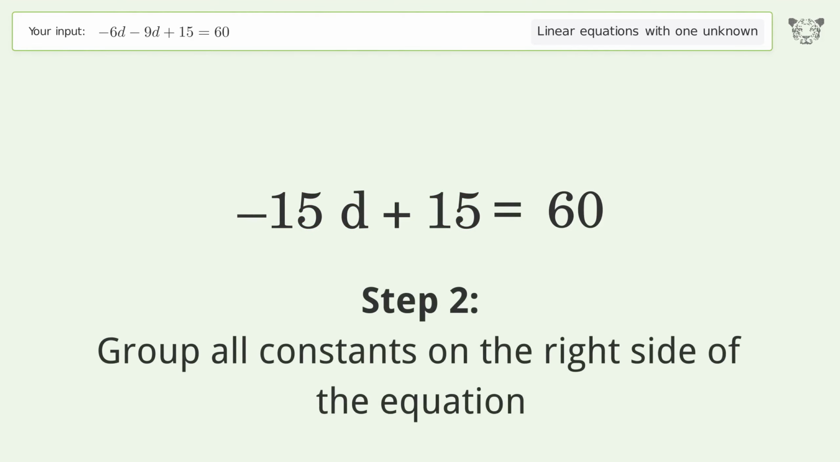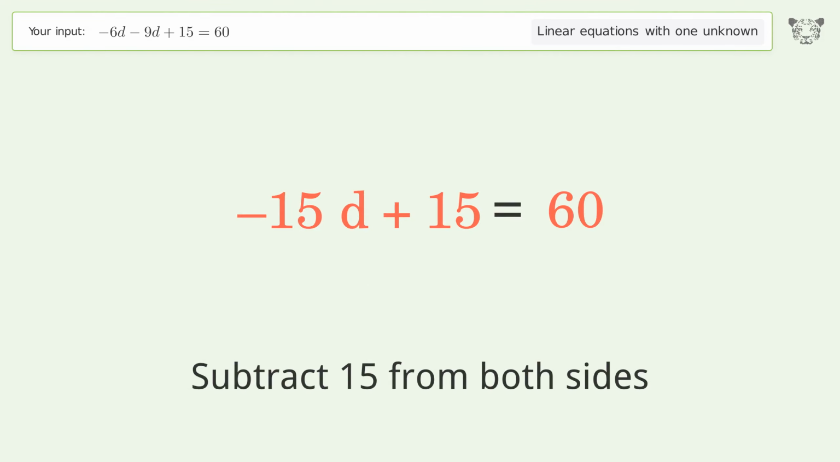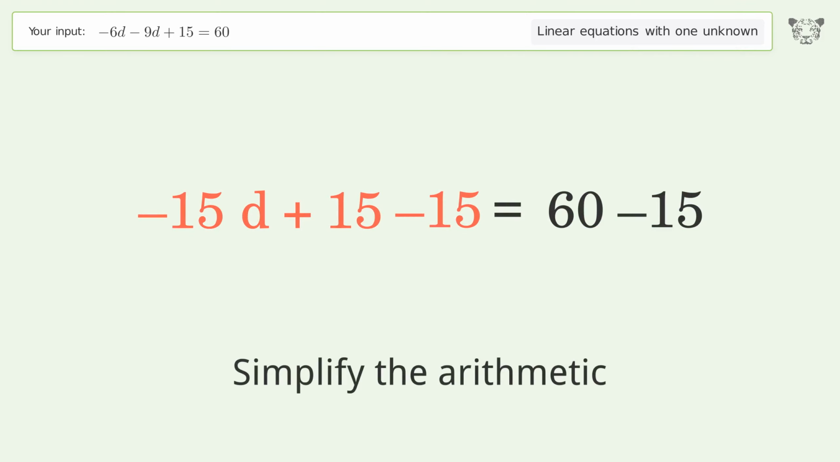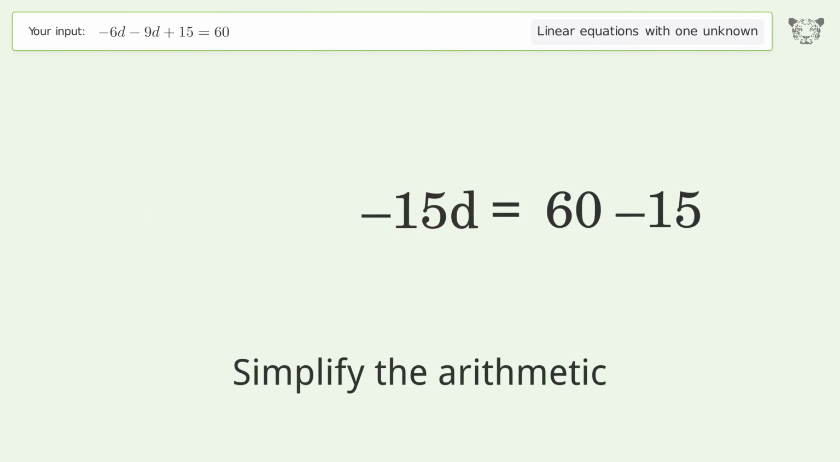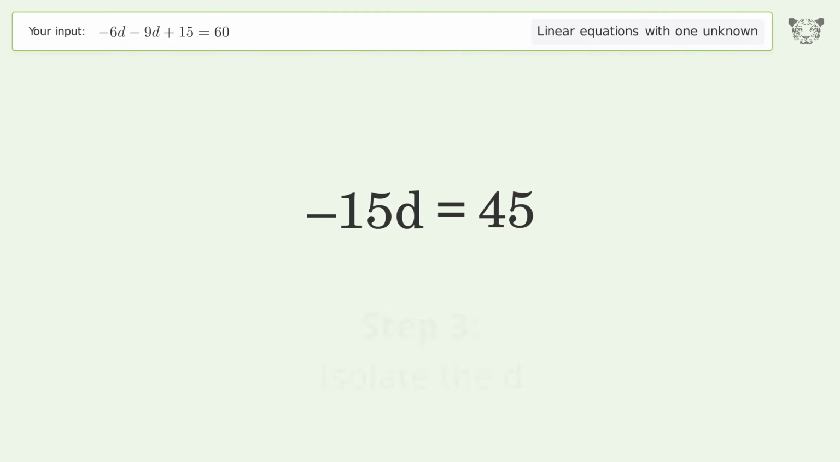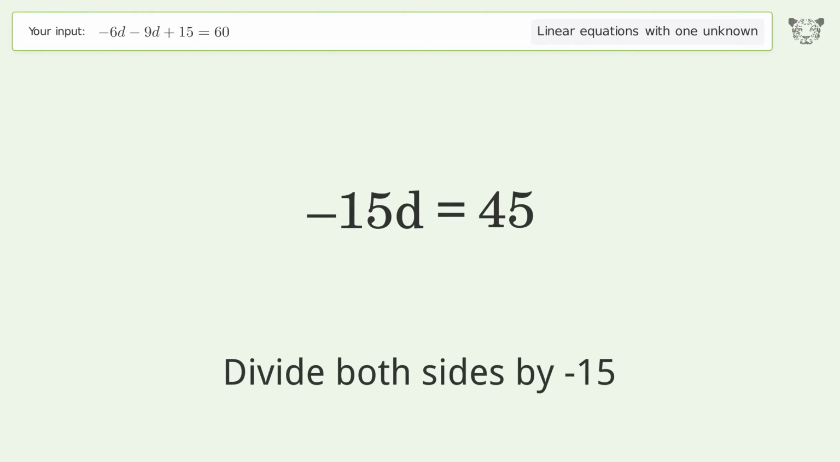Group all constants on the right side of the equation. Subtract 15 from both sides. Simplify the arithmetic. Isolate the d. Divide both sides by -15.